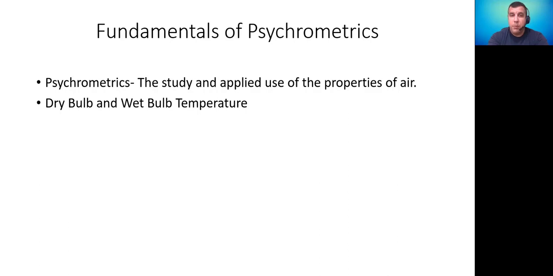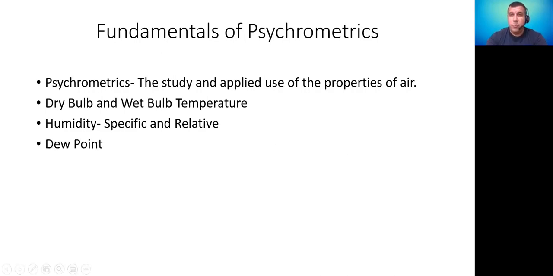Dry bulb and wet bulb temperature. We'll talk about dry bulb this time. Wet bulb we'll talk about next time. We'll talk today about two types of humidity, specific humidity and relative humidity. And we'll also talk about what dew point is. Dew point is very important when we're troubleshooting condensation issues.